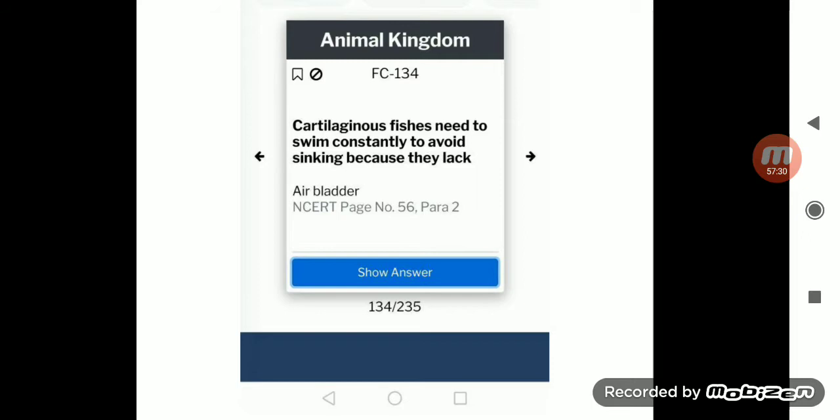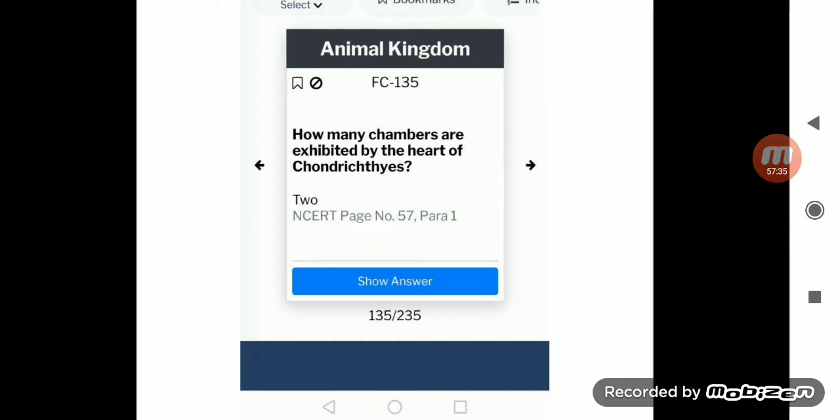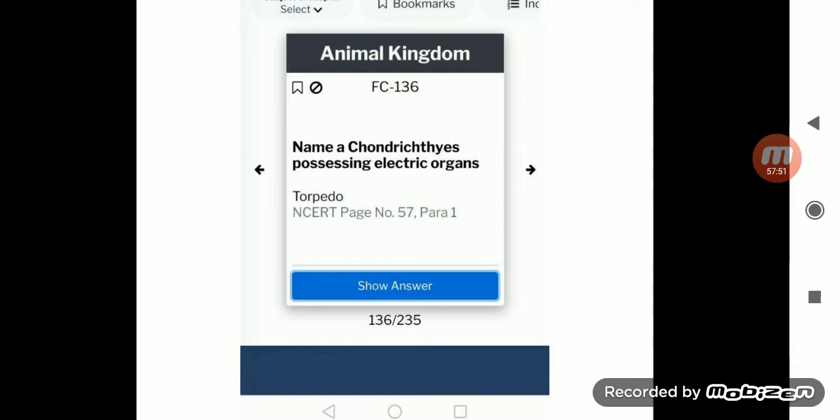How many chambers are exhibited by the heart of Chondrichthyes? Chondrichthyes have a two chambered heart. Name a cartilaginous fish possessing electric organs. Torpedo is a cartilaginous fish possessing electric organs.